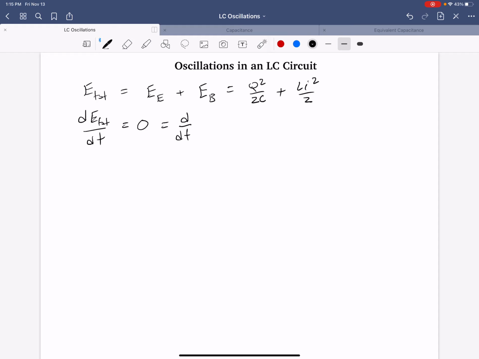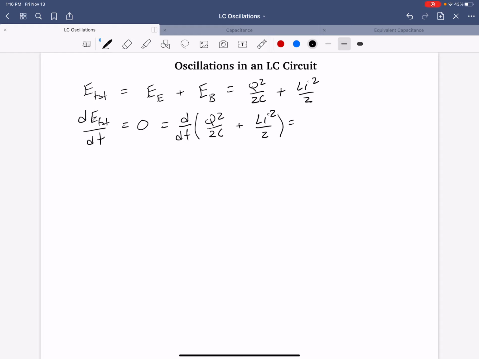So that means that we're taking the time derivative of the first term, Q squared over 2C, plus the time derivative of L i squared over 2, right? Both of these terms are functions of time, right? Q is a function of time, and the current i is a function of Q, and thus a function of time as well, okay? So keep the picture in your mind from the previous video of this LC oscillation and the current going back and forth.